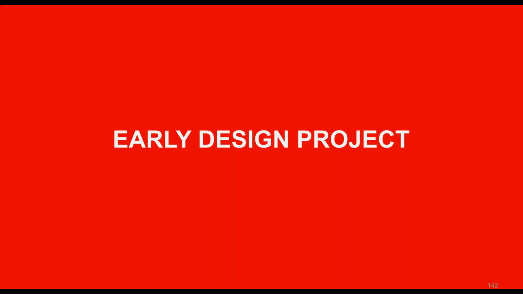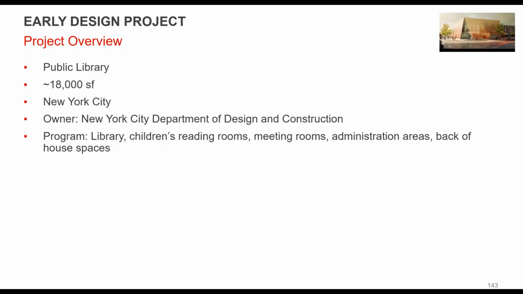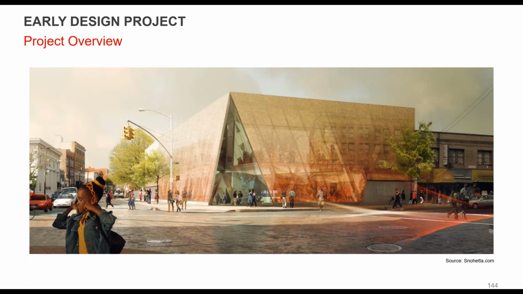So let's look at an early design project and see what we're doing. This is a public library in New York City, 18,000 square feet. The program's pretty simple: a library, reading rooms, meeting rooms, admin, and back of house spaces. So not a particularly difficult system to do. Here's a look at the project rendering. It will be twice the size of the existing original library that they're replacing, and they have a budget of about $33 million, and it is currently under construction.